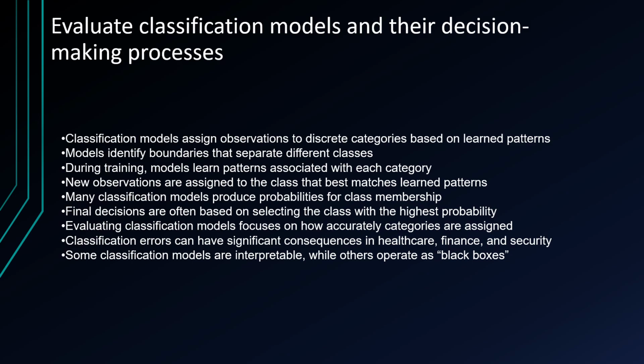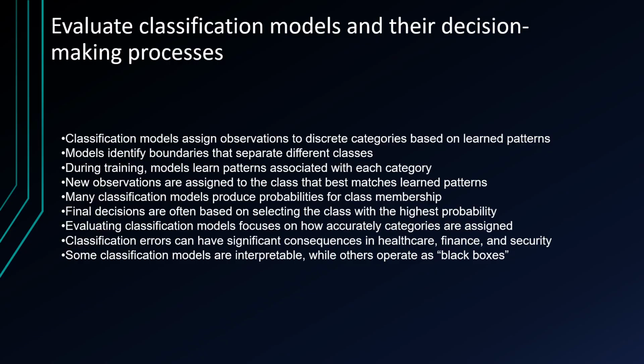Classification is one of the most important areas of supervised learning because many real-world problems involve assigning observations into predefined categories rather than predicting continuous numerical values. Classification systems are widely used across industries to support decision making, automation, risk assessment, detection systems, and operational monitoring.